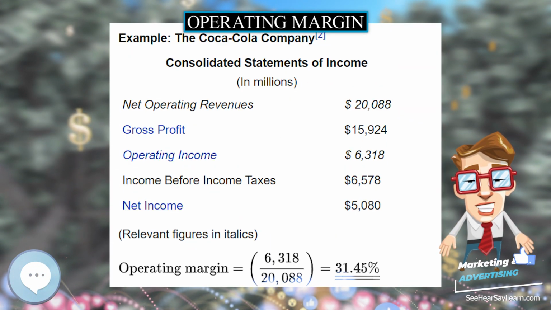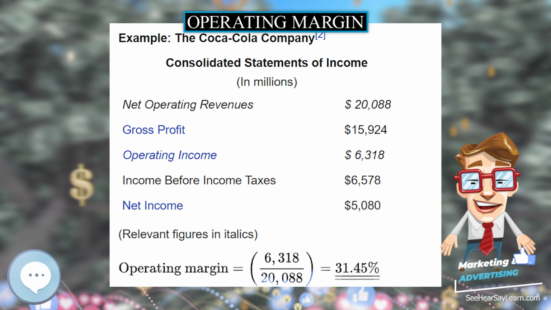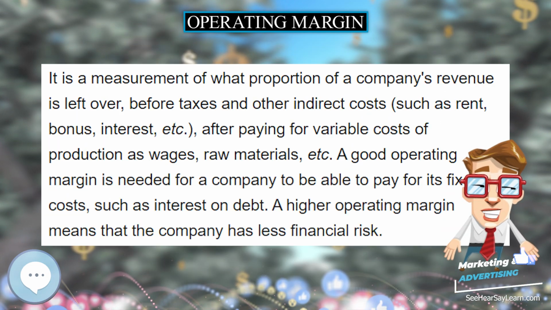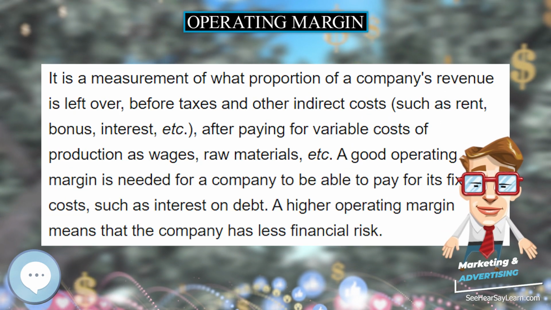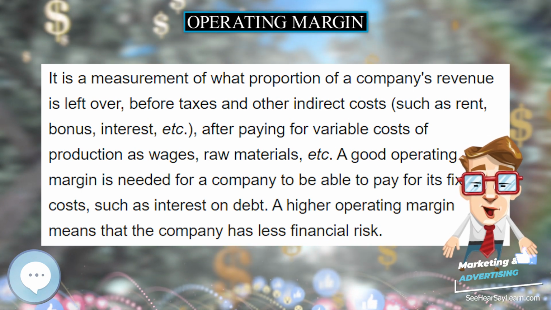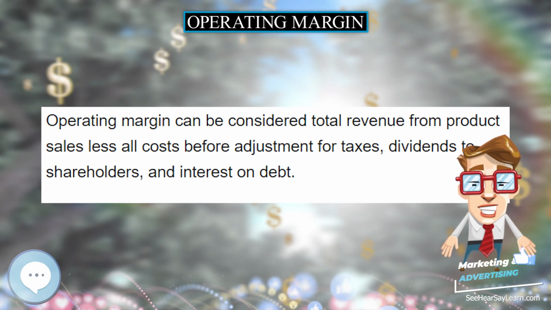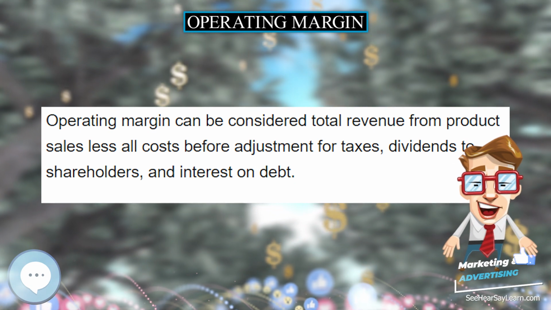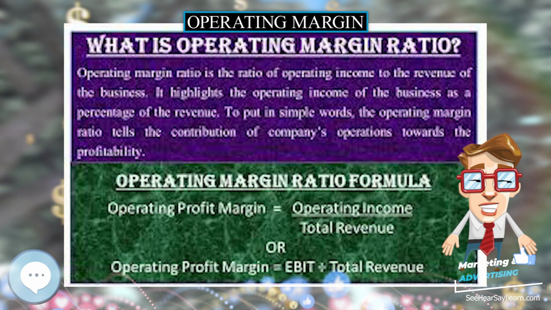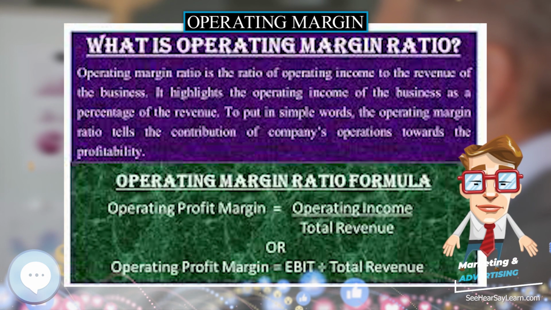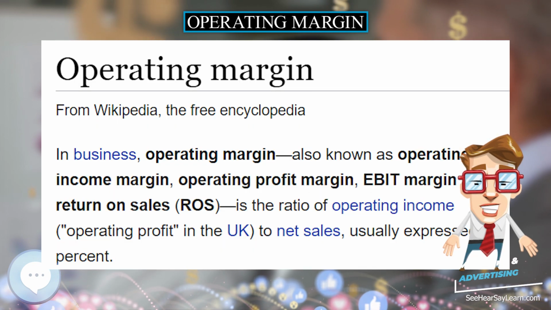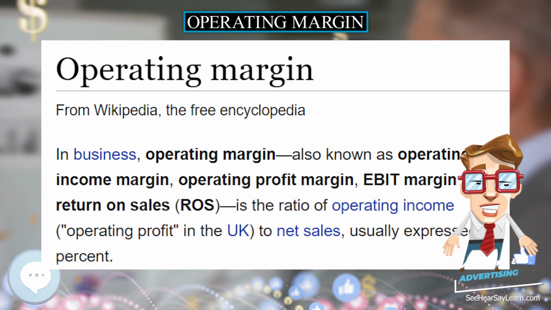Operating margin is a measurement of what proportion of a company's revenue is left over, before taxes and other indirect costs, such as rent, bonus, interest, etc., after paying for variable costs of production such as wages, raw materials, etc. A good operating margin is needed for a company to be able to pay for its fixed costs, such as interest on debt.